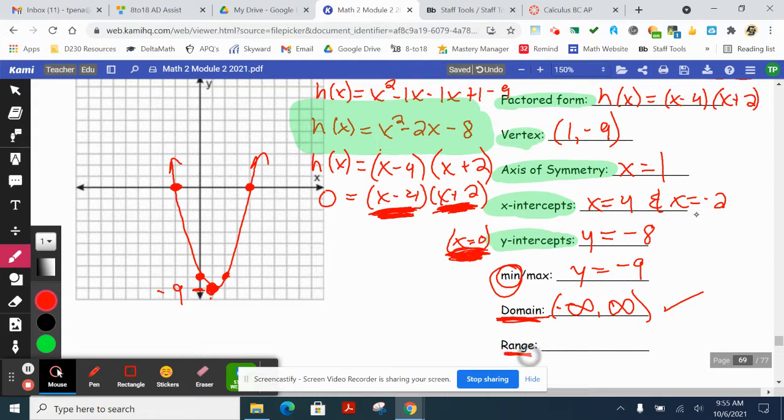The range is the one that's a little trickier. Lily, what do you got? Good. -9 is the smallest y value, and then we go up forever. So that's our range. Okay. If you can do these, you really understand everything that we spent the last month doing in this module.